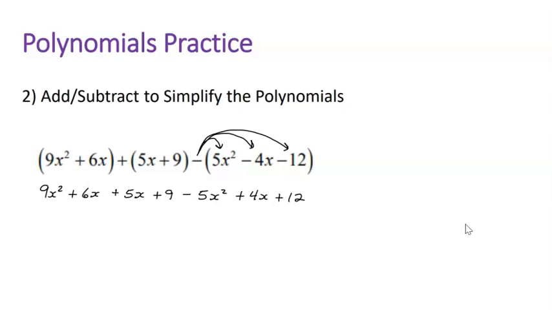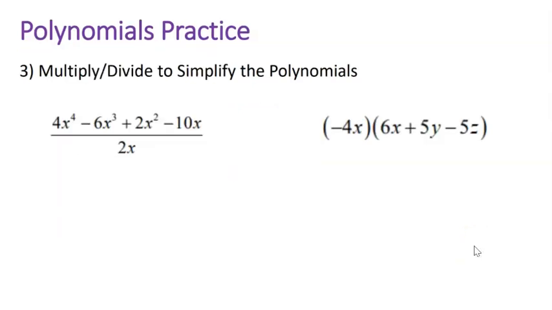Once we've removed the brackets and done the distribution, now we can collect like terms, and we're going to write in descending order. So we're going to combine our x squareds first. We're going to take the 9x squared minus the 5x squared, which is 4x squared. Our x's can be collected. 6x plus 5x plus 4x is a positive 15x. And our constants we collect last. 9 plus 12 is 21. Simplified, this is 4x squared plus 15x plus 21.